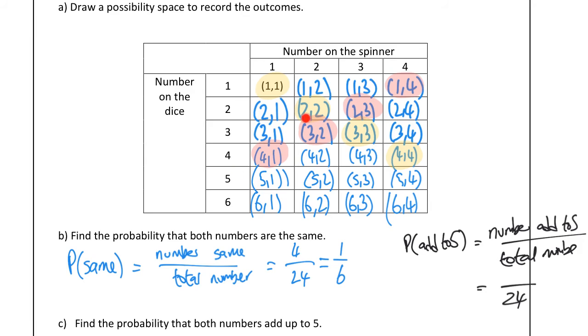So the 3 and the 1, the 2 and the 2, the 1 and the 3, they add up together to give 4. These add up together to give 2 or 3, and these add up together to give 2. And everything below the red line, they add together to give more than 5. So what we've established then is that there are 4 different ways of getting a 5. So 4 out of 24 again simplifies to 1 over 6.